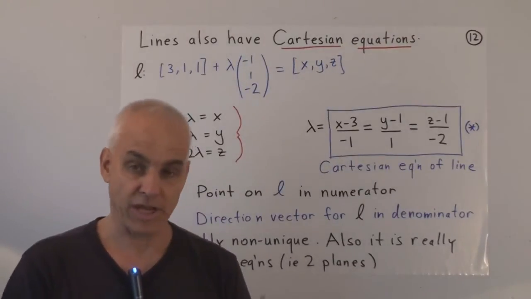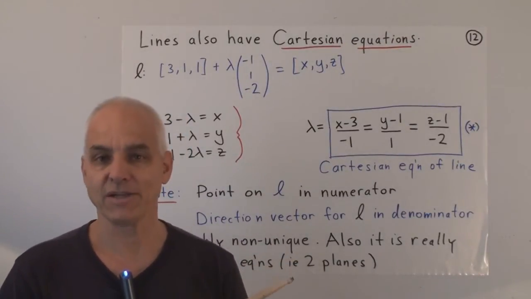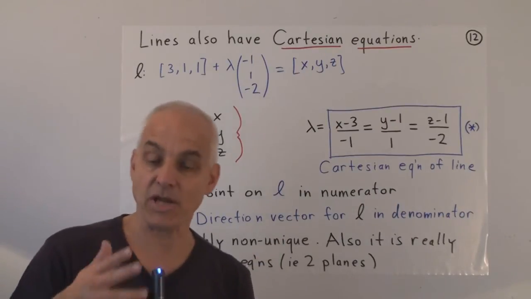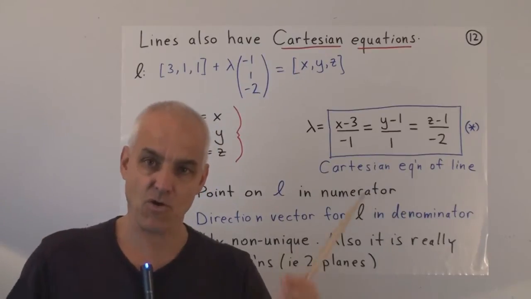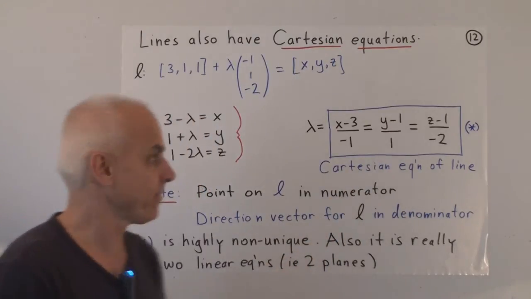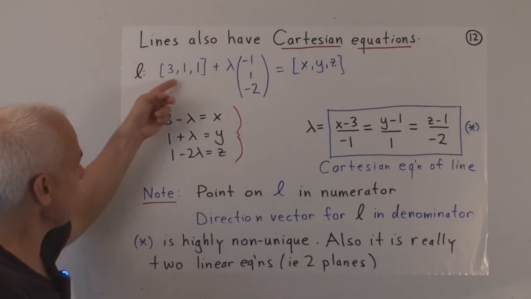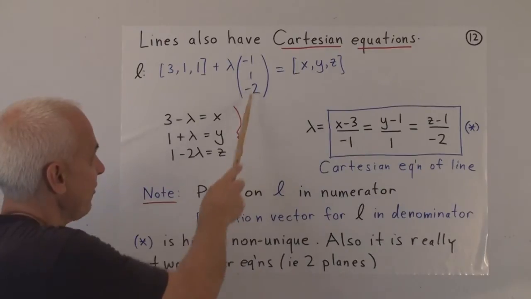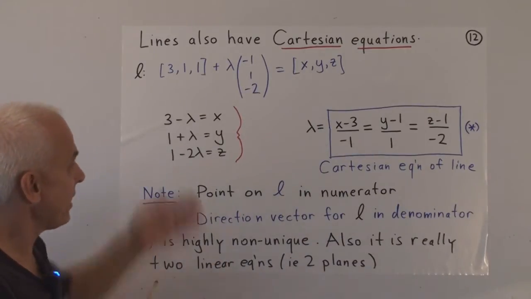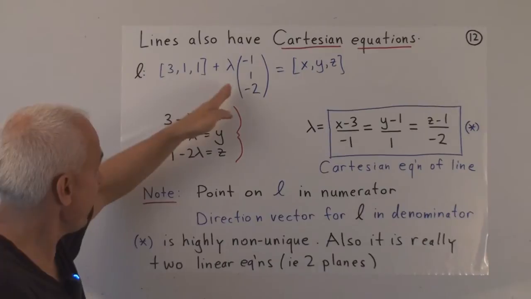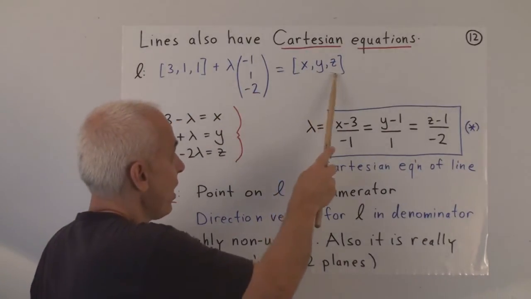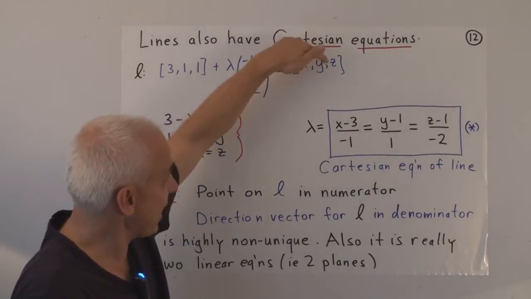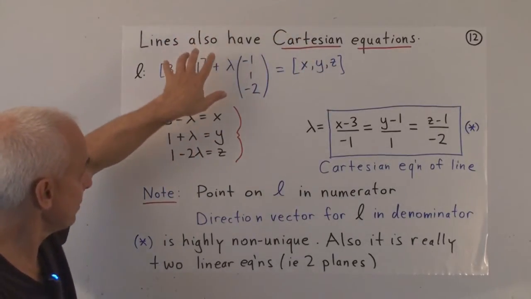A line has not only a parametric equation, it also has a Cartesian equation. Cartesian equation means that it's an equation involving x, y, and z, our basic coordinates in our Cartesian framework. So let's have a look at that same line we've just been talking about. (3, 1, 1) plus lambda times this vector (-1, 1, -2). And now let's think about that point on that line as being x, y, and z. And we want to find a relation or relations between x, y, and z that determine the line.